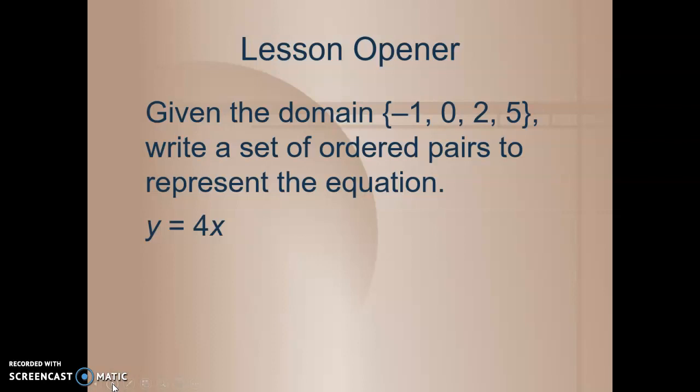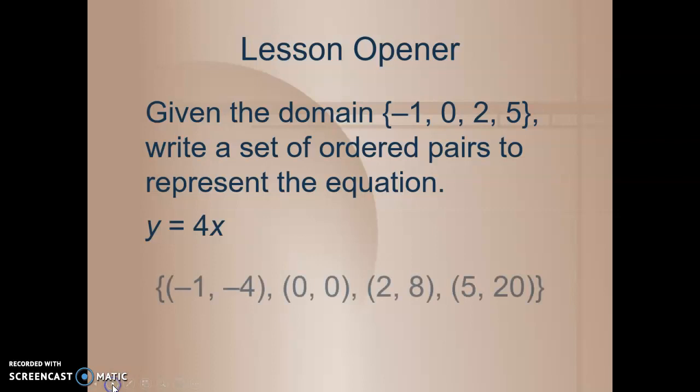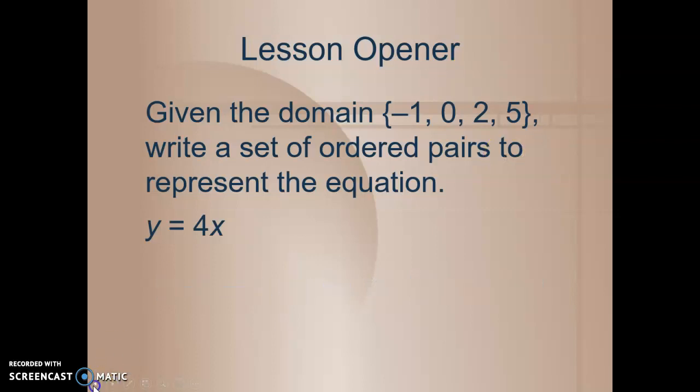We are going to continue to look at relations and functions. So given the domain -1, 0, 2, and 5, let's write a set of ordered pairs to represent the equation y equals 4x. Now we've been doing this for several lessons, so we're going to create our little t-chart here.